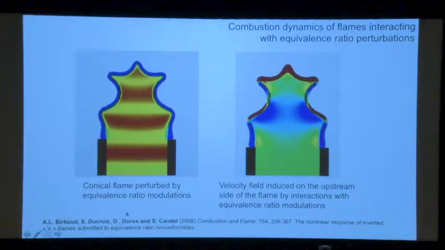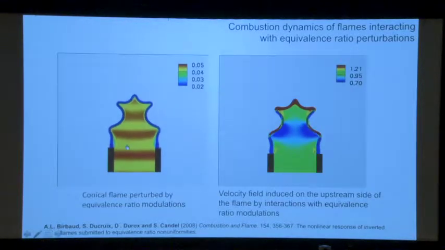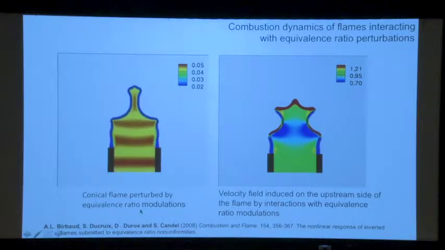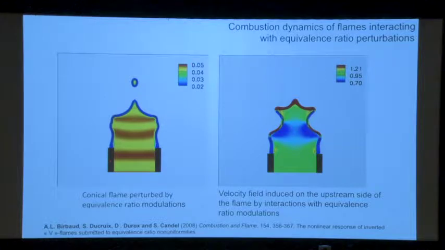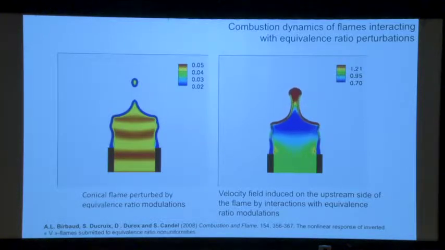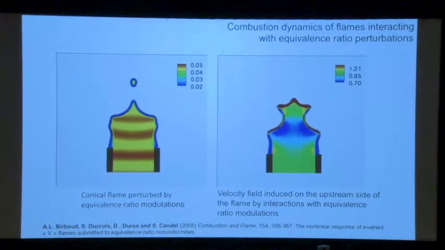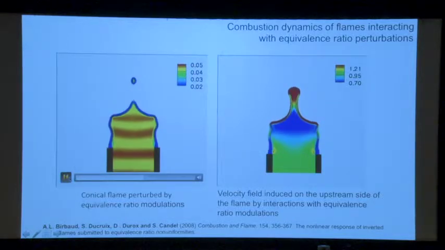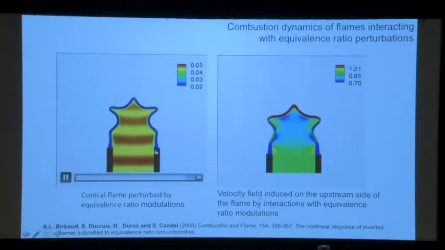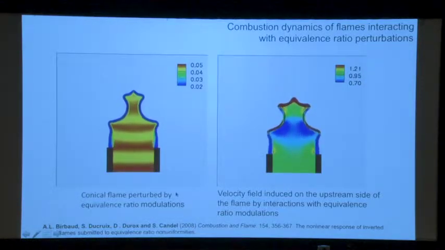And I told you it's not too easy to imagine experiments where the equivalence ratio can be varied. We've worked on that, but it's more difficult. But numerically, you can do it. So with Anlor-Birbeau, for example, we calculated a conical flame. You see here you have a conical flame and you send fluctuations in the equivalence ratio. And this is the velocity that comes out of this process. Let's play that again. You see that it looks very much like velocity fluctuations.